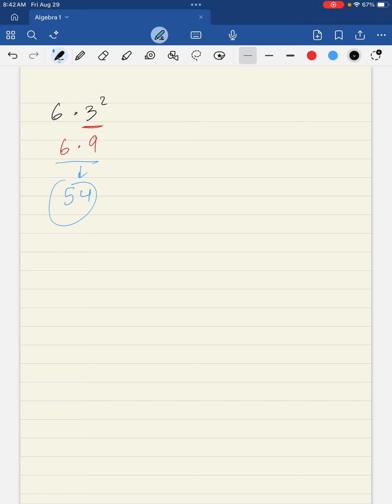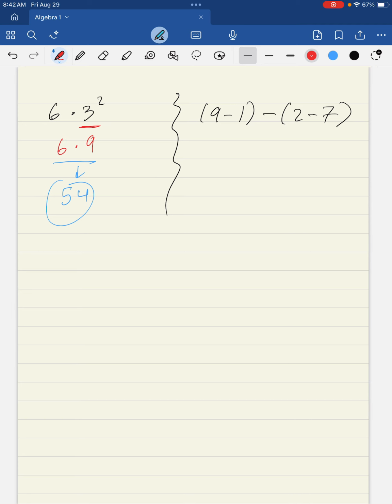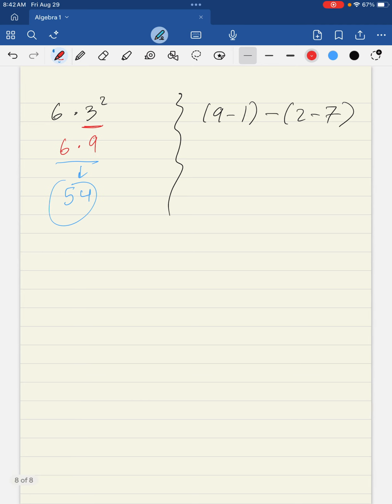And one more problem, a little practice. If I go negative parentheses 9 minus 1 minus parentheses 2 minus 7. This time we have 2 parentheses. Technically, you could solve the left one first if you wanted. In this situation, it's really not going to matter because they're both on their own islands in a way. They're separated by this, what's it called, subtraction sign. So here we go.